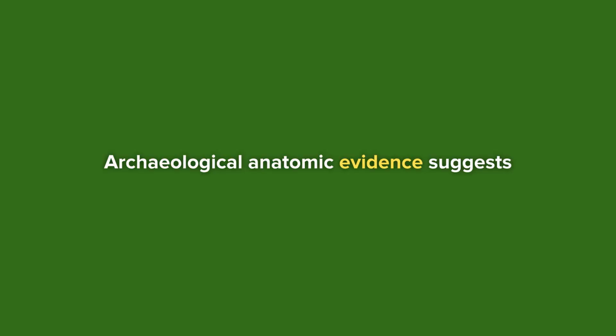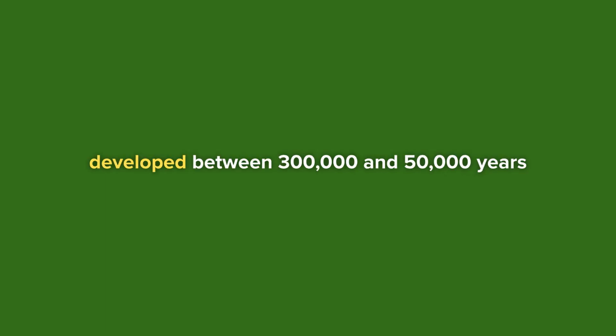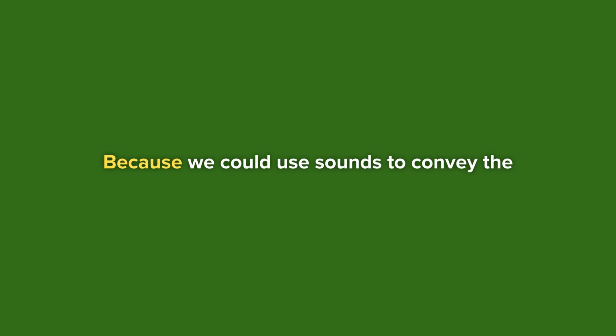Archaeological and anatomic evidence suggests that the physical ability to produce all the sounds of modern human spoken languages developed between 300,000 and 50,000 years ago. Because we could use sounds to convey the idea of objects, actions, conditions, and even feelings, we became able to teach each other about things that the student and even the teacher had never experienced directly. We could even create complex plans with options based on various possible future conditions.